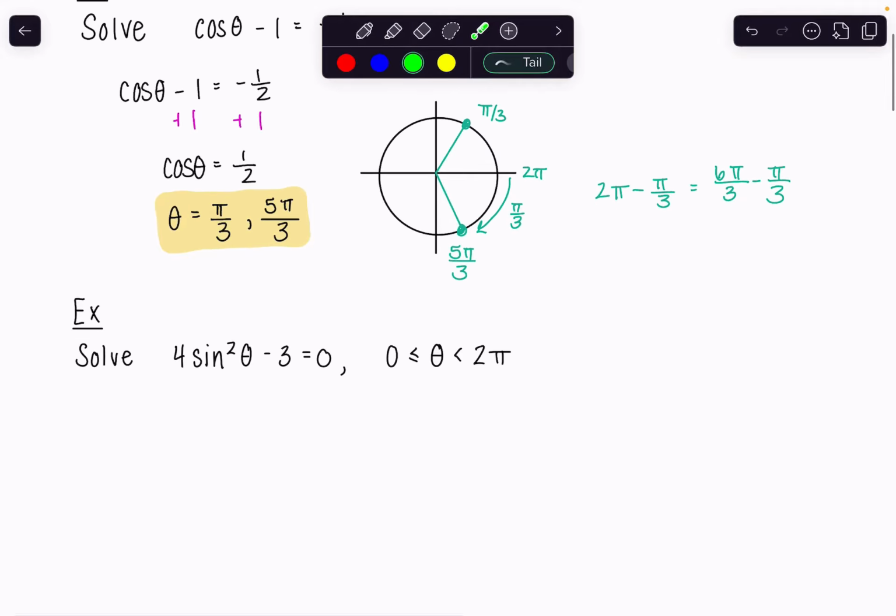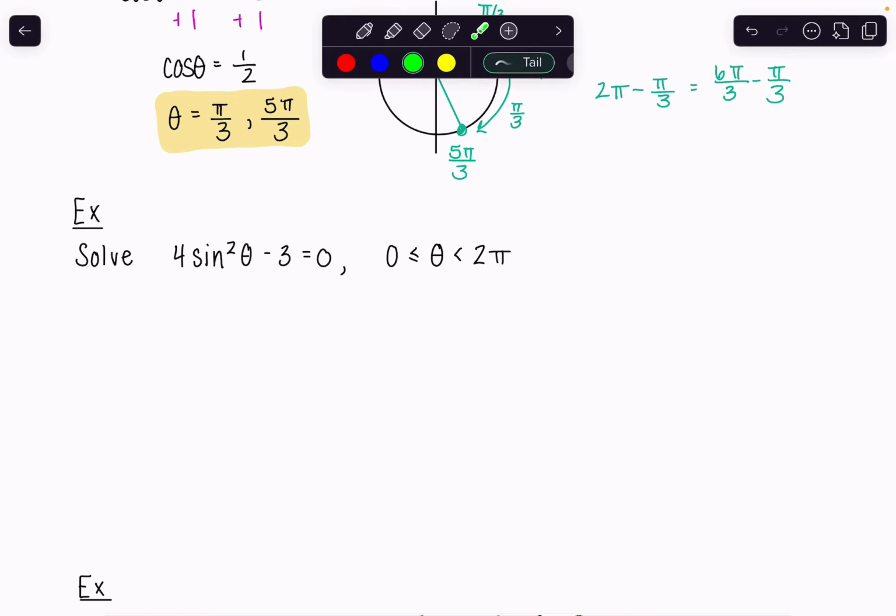We've got 4 sine squared of theta minus 3 equals 0. And again, I'm going to restrict my theta to be between 0 and 2 pi. Well, this you can treat exactly the same as if you were solving 4x squared minus 3 equals 0. You can try to factor it if you want, but you isolate the variable and take a square root. So we're going to go ahead and we're just going to add 3 to both sides. And that gives us 4 sine squared of theta needs to equal 3. Dividing by 4 gives us sine squared of theta is 3/4.